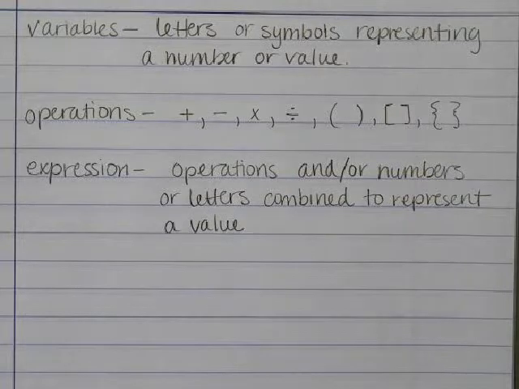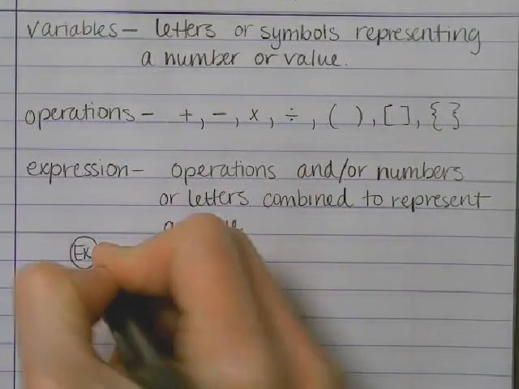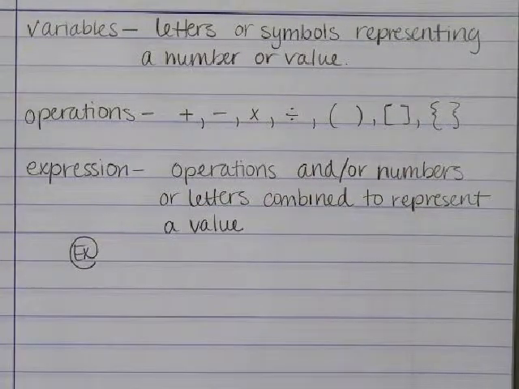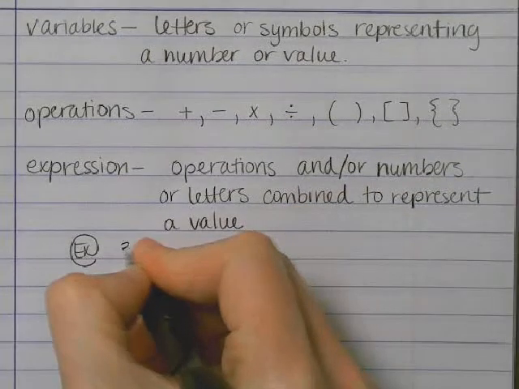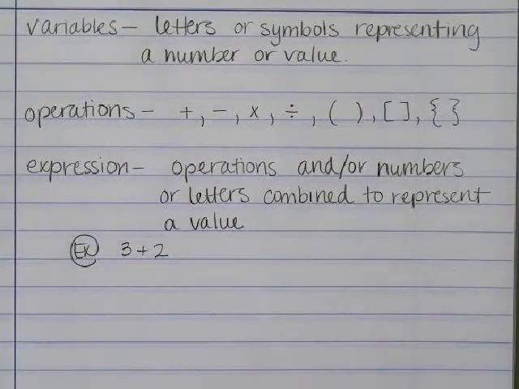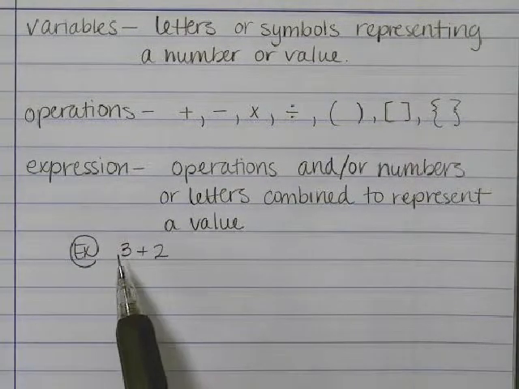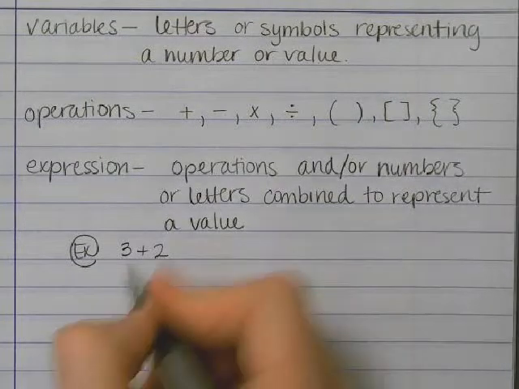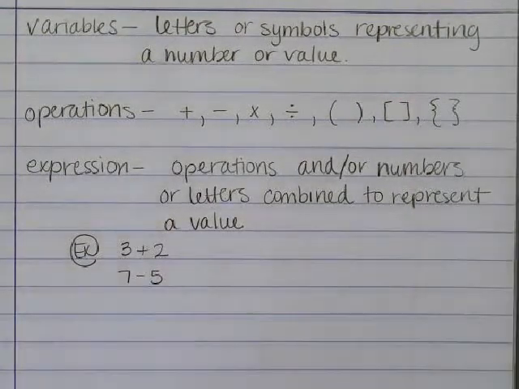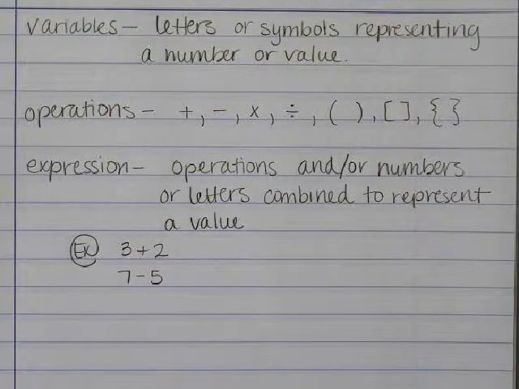Okay, so where we're going to be focusing on writing expressions today, let's go ahead and take a look at some examples of what expressions may look like. You might see an expression like 3 plus 2, where we have two numbers that are being combined with an addition symbol. Again, you might see something like 7 minus 5. Again, two numbers that are being combined with a subtraction symbol. Now, you've been seeing expressions since you were pretty much in kindergarten. You just may not have called them expressions.